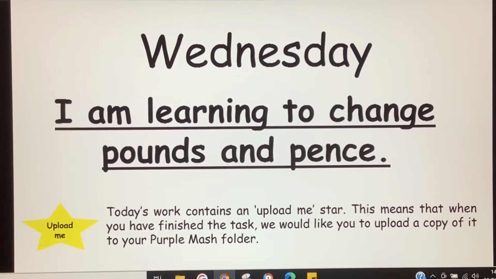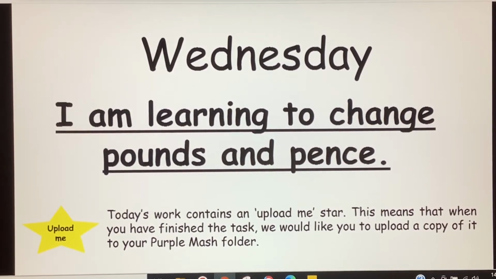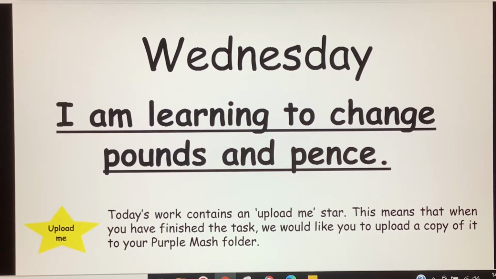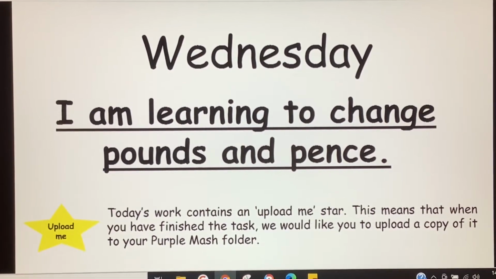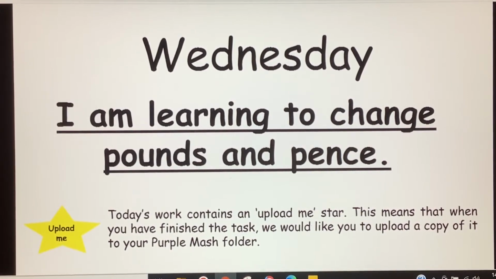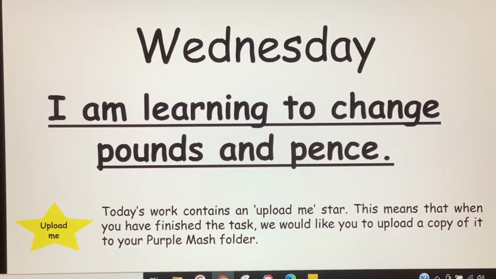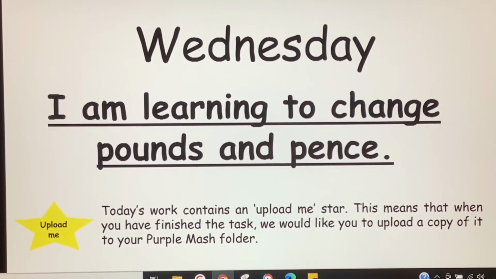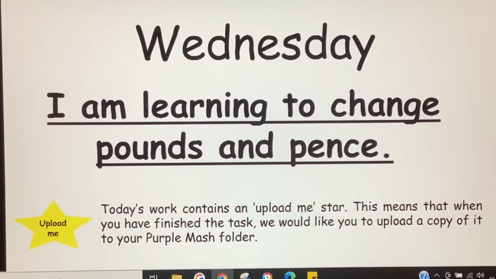Now you will notice that on one of the slides today there is a yellow star with "upload me" written in the middle. This means that once you have finished that piece of work, we would like you to upload a copy of it to your Purple Mash folder. As a result, I have also not provided you with the answers for this particular slide, as it will be marked by the teacher once it has been uploaded.